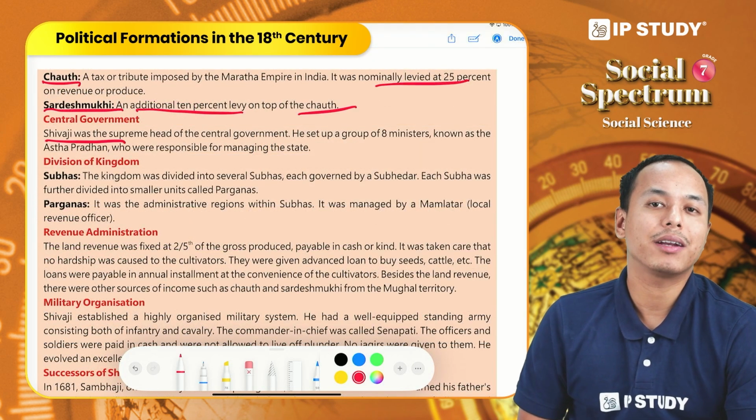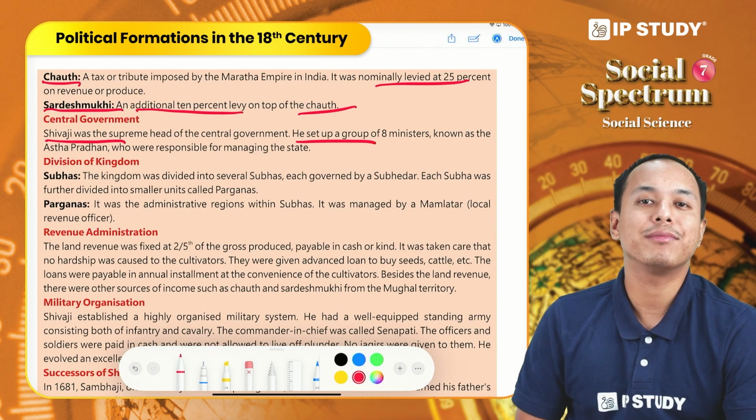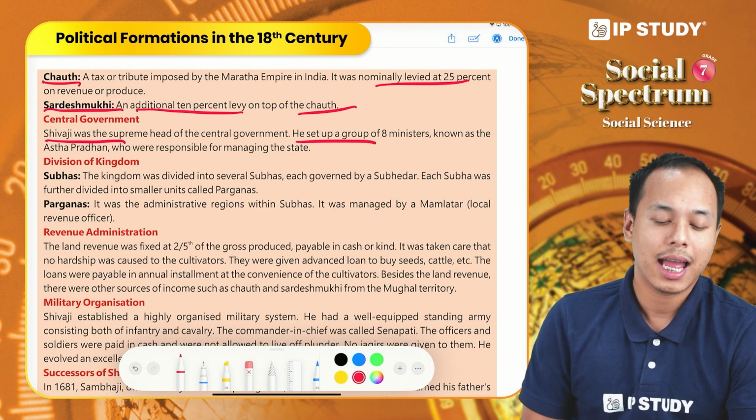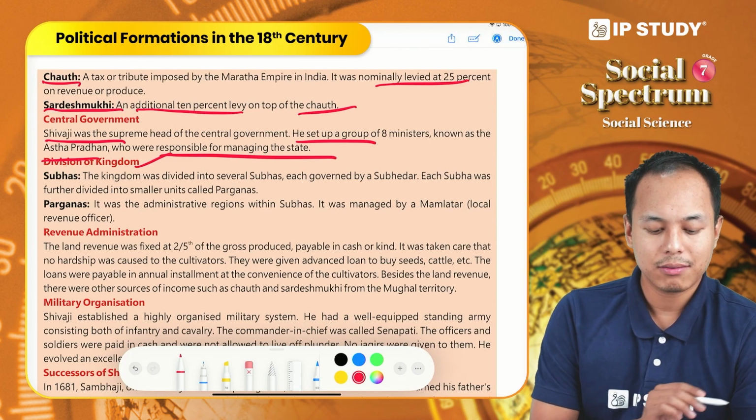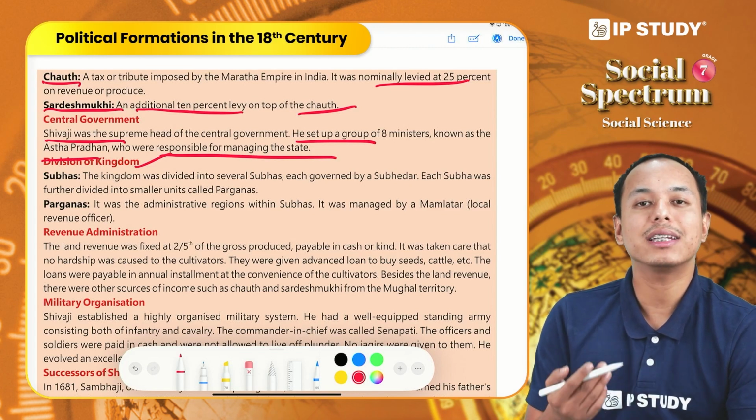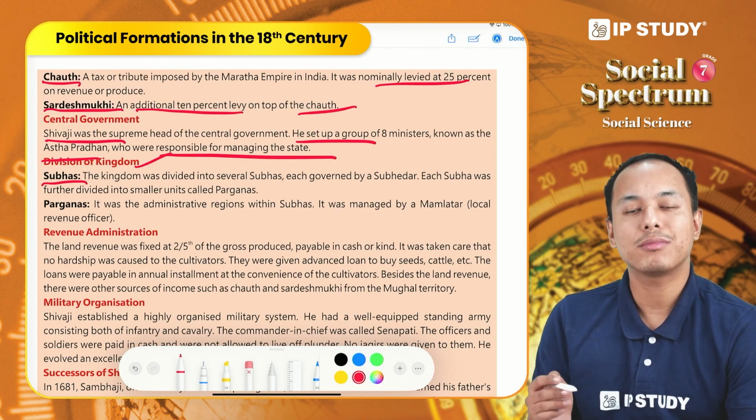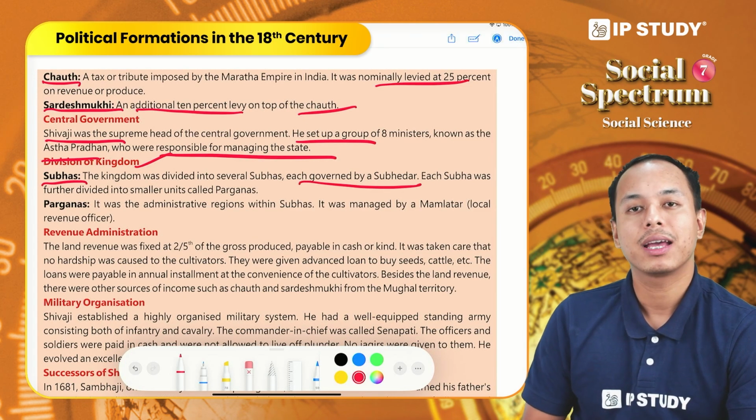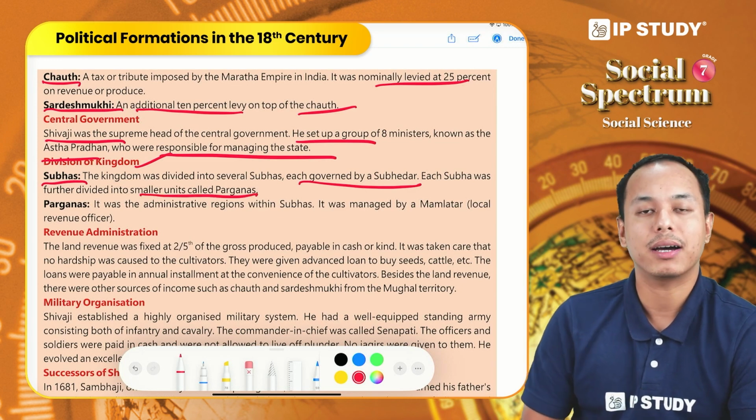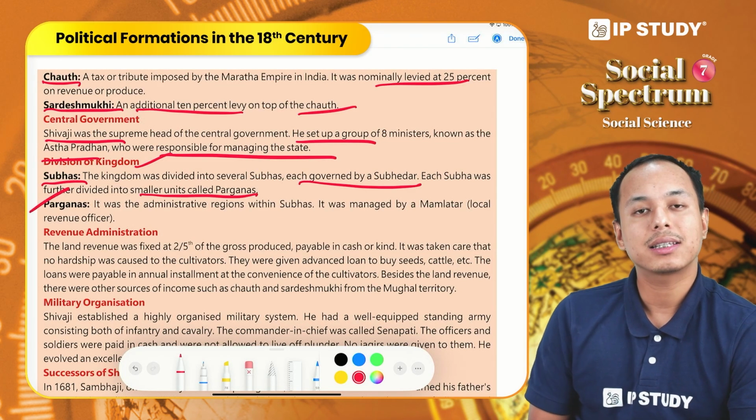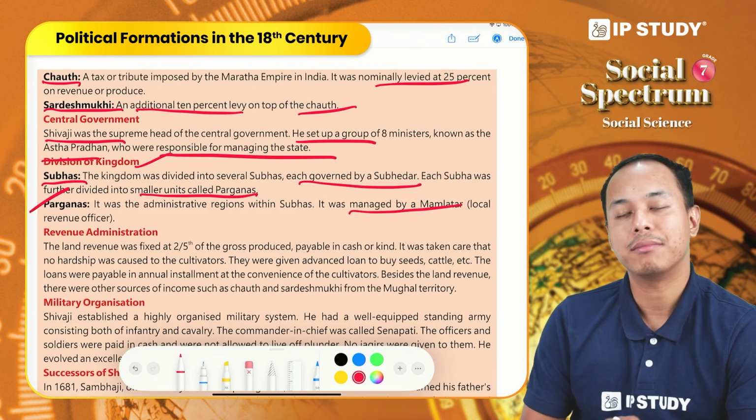Shivaji was the supreme head of the central government, and he set up a group of 8 ministers called Asta Pradhan, who were responsible for managing the state. Now, division of kingdoms. For efficient administration, the kingdom was divided into subhas. Several subhas were governed by a subedar, and each subha was further divided into smaller units called parganas. A pargana was an administrative unit within the subha, and it was managed by a mamlatdar.